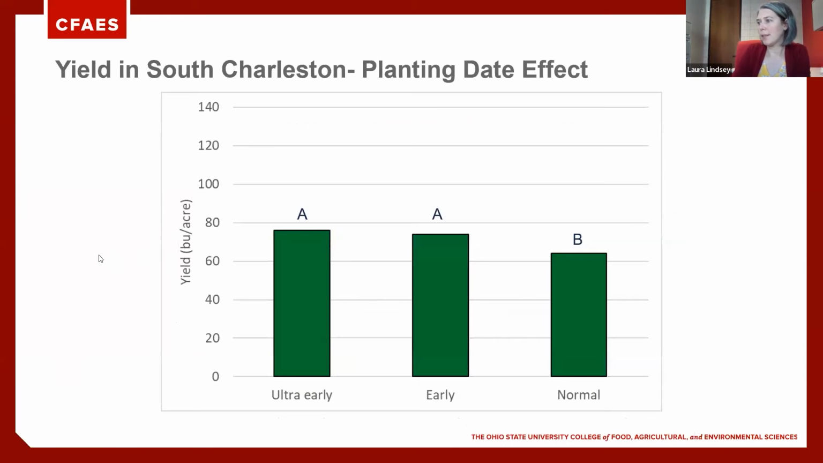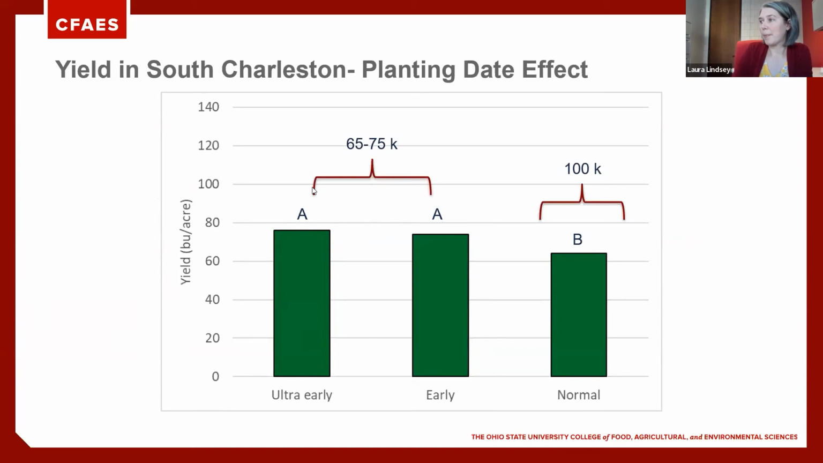So in South Charleston, so moving to Clark County, this is looking at planting date only. There was no interaction of planting date and cover crop treatment. So in South Charleston, when we planted in April, either early April or end of April, our yields were the same. We did not see a significant reduction in yield until we went to that end of May planting date. So no additional benefit of the first week of April versus the last week of April.